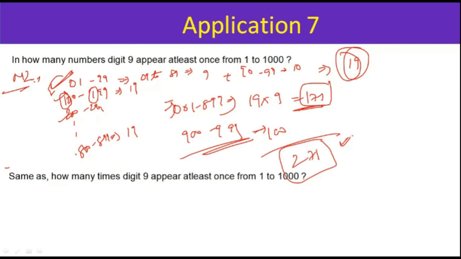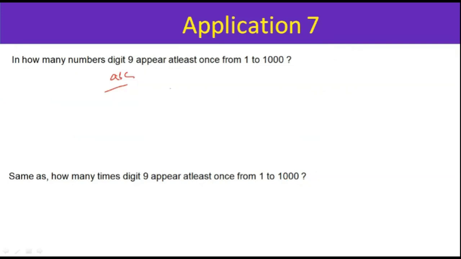Is this method also clear to you? In ABC, you'll have to exclude individual pairs where 9 comes twice and where 9 comes thrice. What you can also do is case 1, where 9 comes exactly once. So it is 9 here, 9 here, or 9 here. How many such cases do you have where 9 comes exactly once?